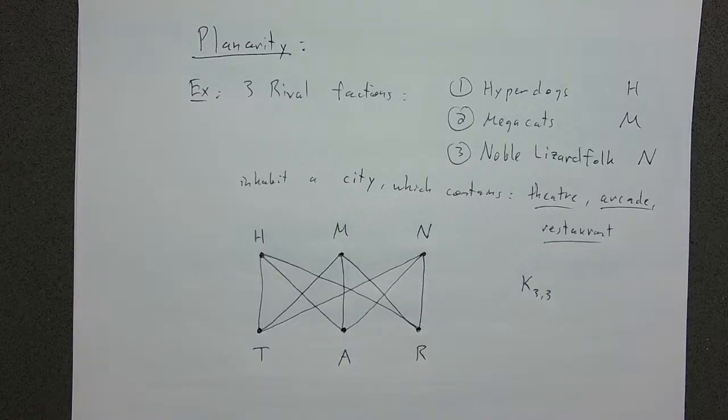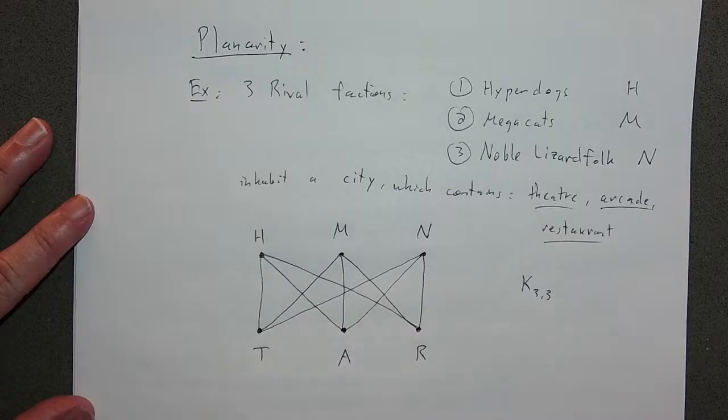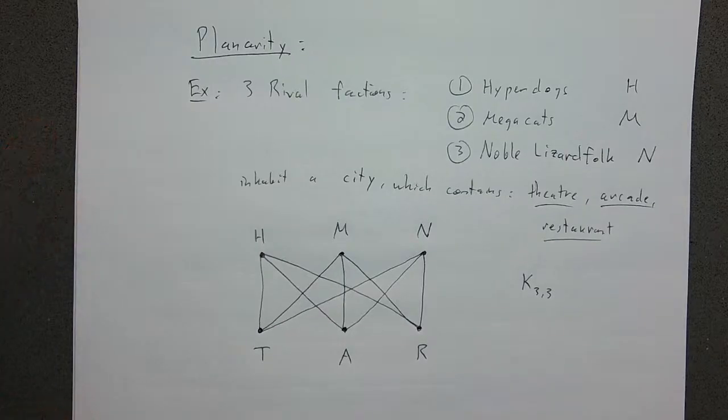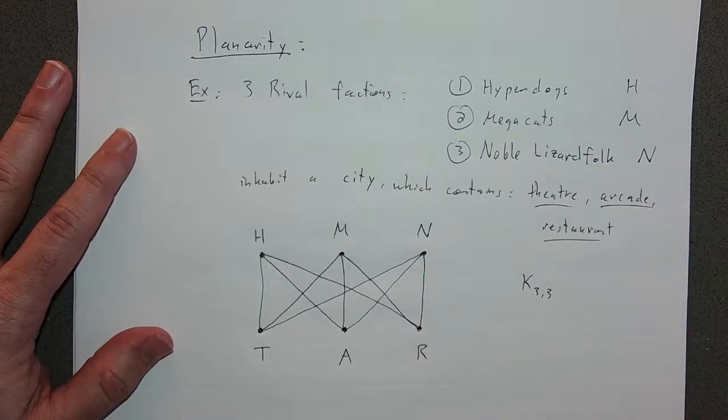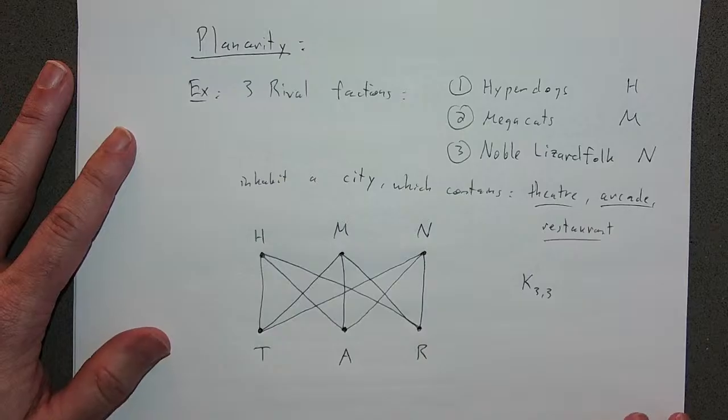So that's what it is. But, so it's clear what the partite sets are here. But there's a slight wrinkle in this. So the whole reason of me phrasing this as rival factions is as follows. These rival factions absolutely hate each other, okay? And so they don't want to inhabit the same place at the same time.